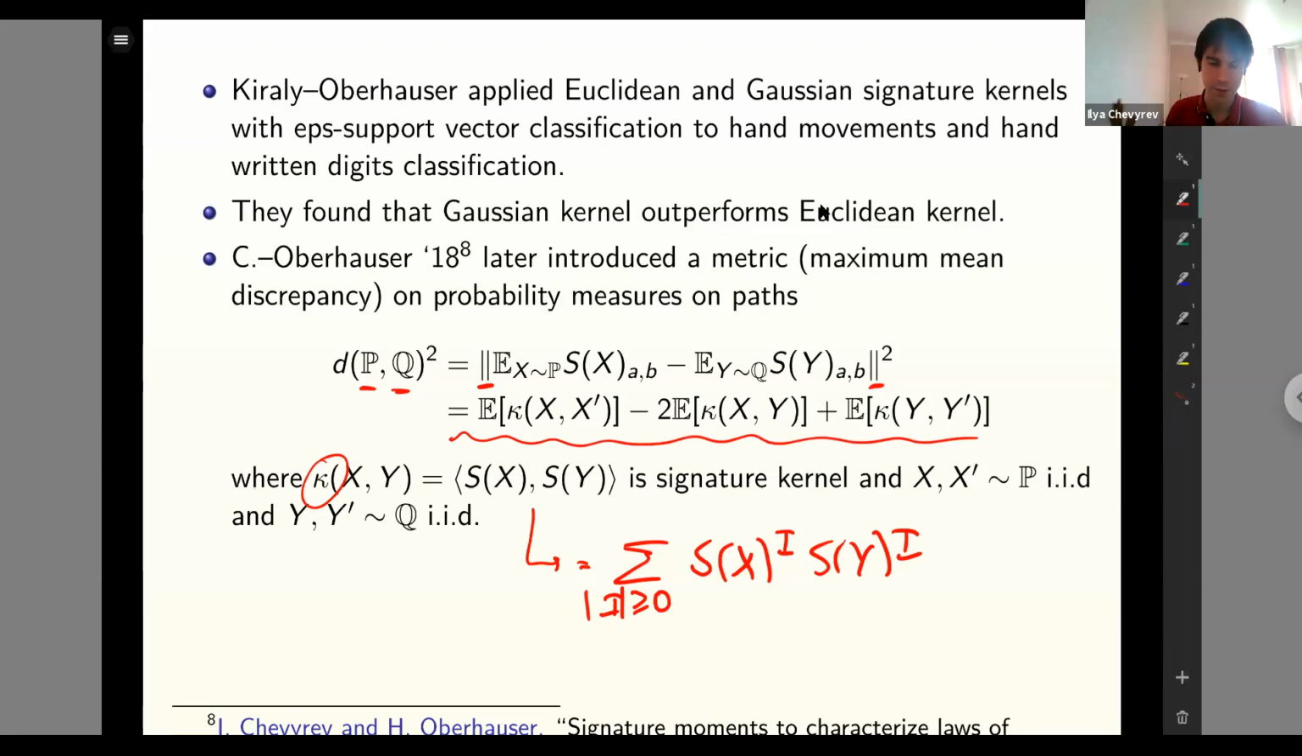And this is not our observation. This is quite a classical thing in kernel learning. It's called the maximum mean discrepancy. So you can use kernels to define metrics on probability measures. And because they come from a kernel, they have this very nice formula in terms of expectations. Here, x and x bar are two independent copies sampled from P, and y and y bar are two independent copies sampled from Q, where, as I said before, P and Q are probability measures on paths.